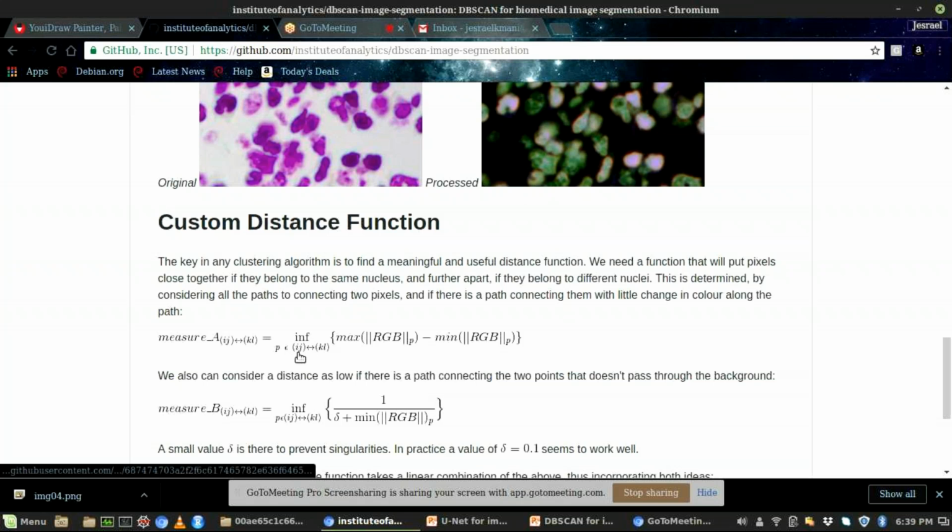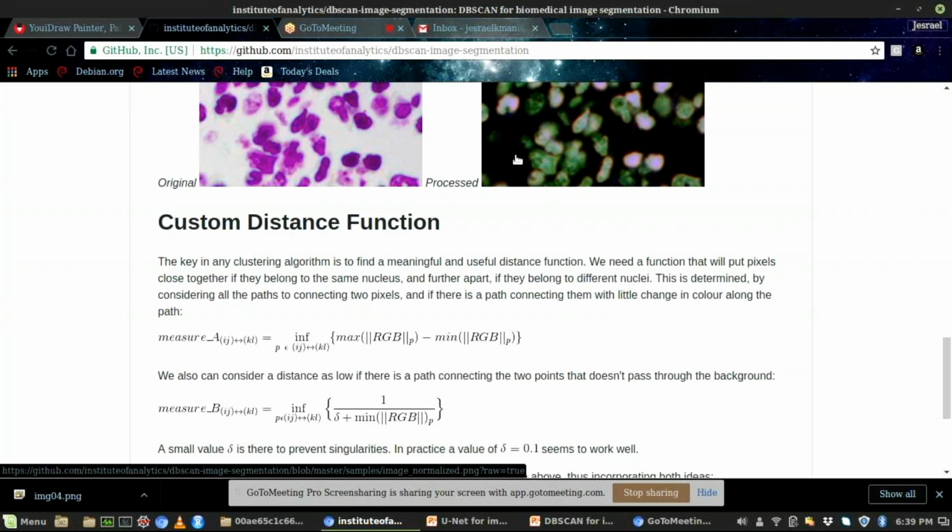Of course, with that measure of distance alone, the problem is that the background will also turn out to be a different cluster. If we just take this particular region of the background and this particular region of the background, any path connecting the two will just pass through the background itself, which I have normalized to 0, 0, 0. So here also there's not much variation between the 2 points.